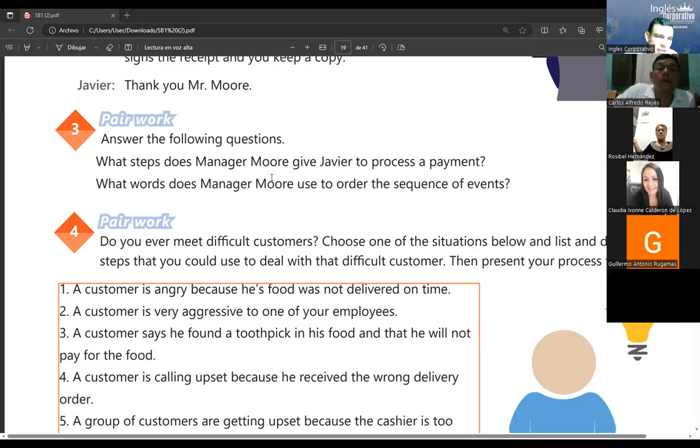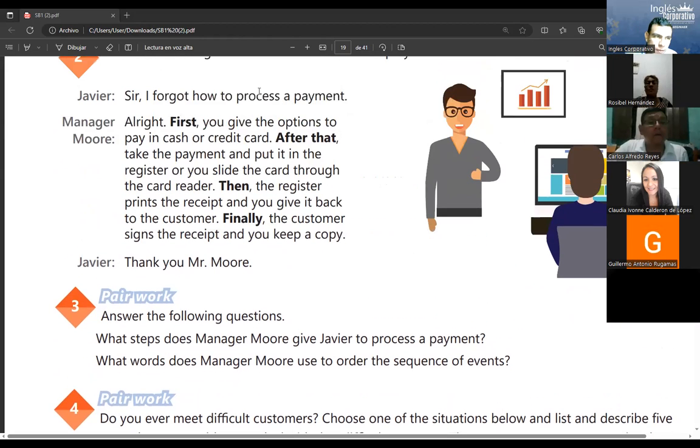¿Cuál sería la respuesta? What steps does Manager Moore give Javier to process a payment? What is the answer here? First, you give the option to pay in cash or credit card. Exactly. After that, take the payment and put it in the register or you slide the card through the card reader. Then the register prints the receipt and you give it back to the customer. And finally, the customer signs the receipt and you keep a copy.